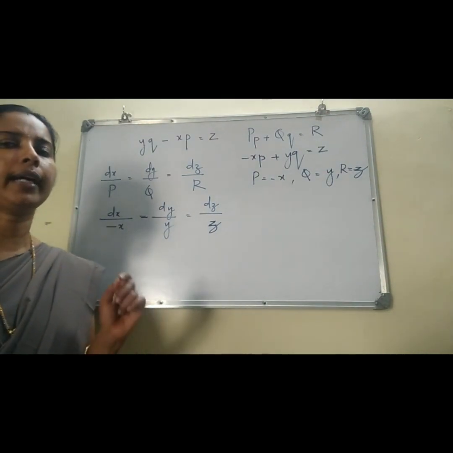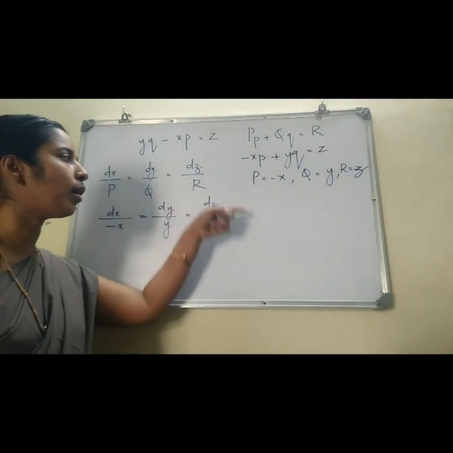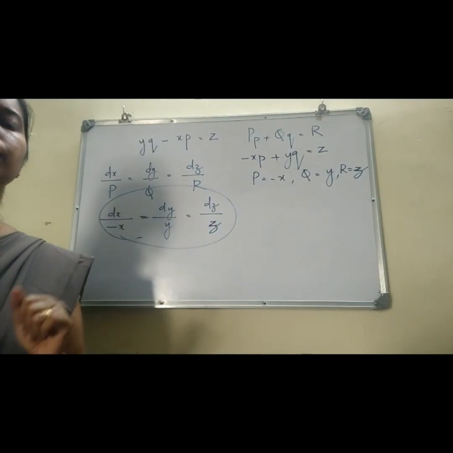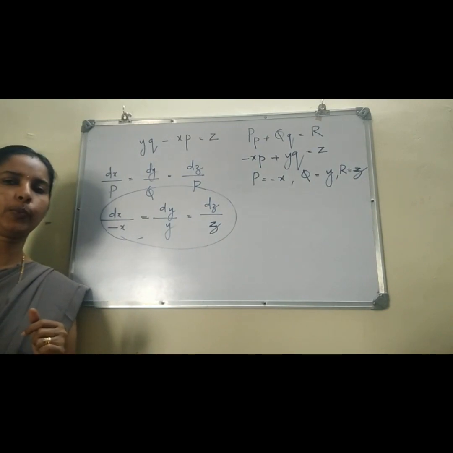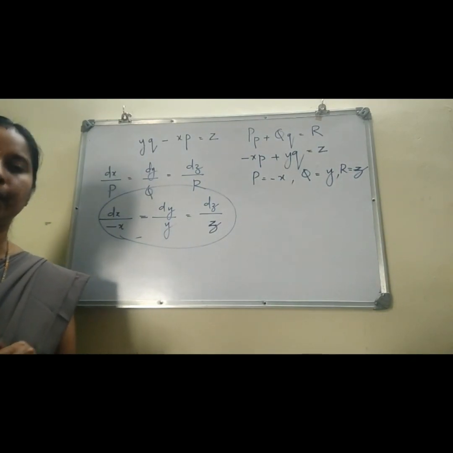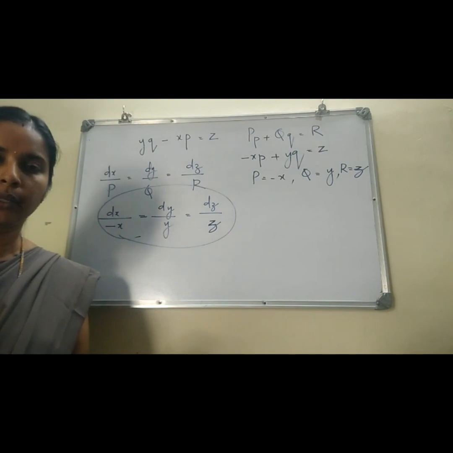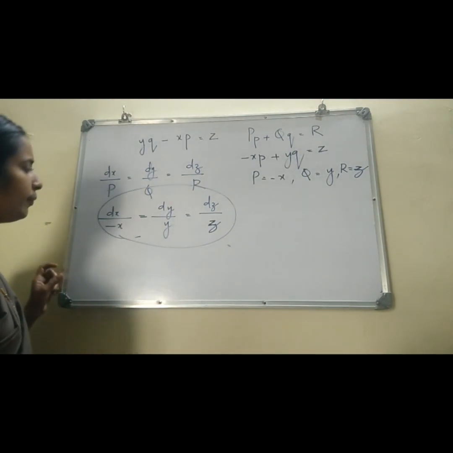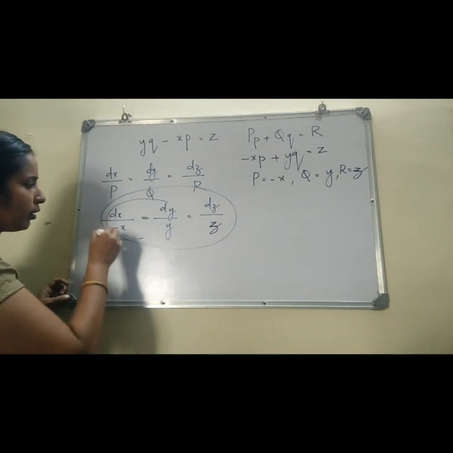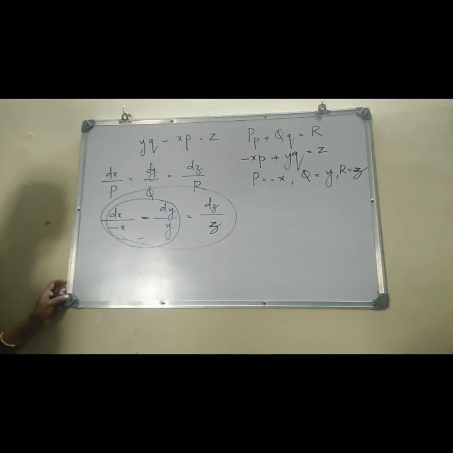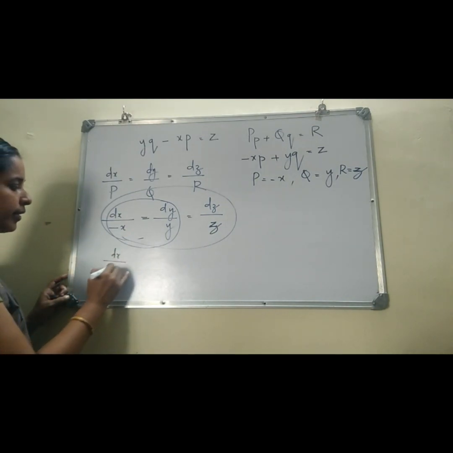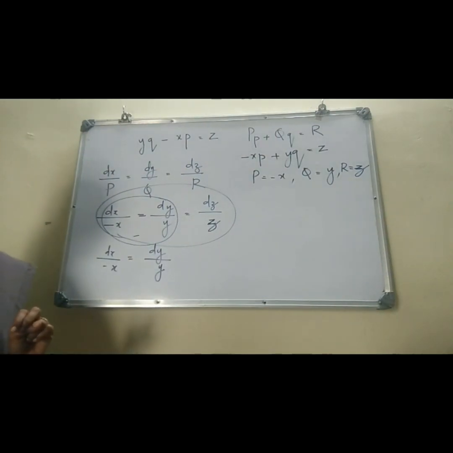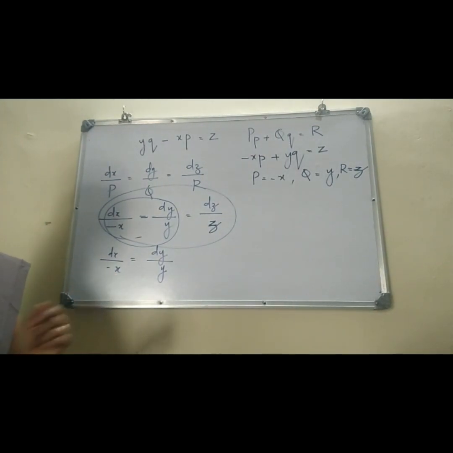Step 2 is you try to find two solutions of this auxiliary equation. You consider this auxiliary equation and try to find two solutions. You can find the solutions by grouping method or method of multipliers. Here you can easily apply the grouping method. So you consider the first two derivatives, that is dx by minus x equal to dy by y. It is a differential equation. You can easily solve it.